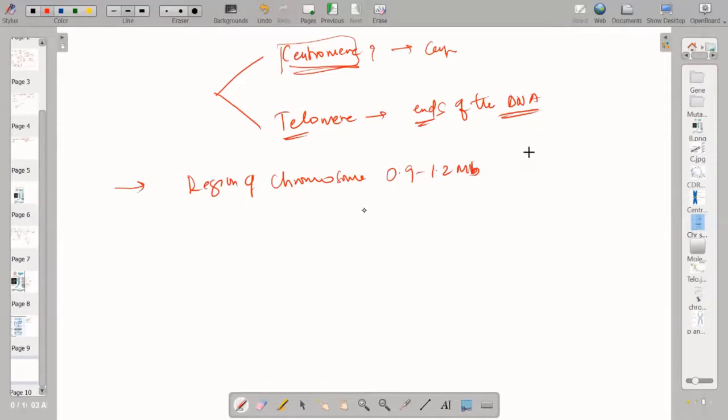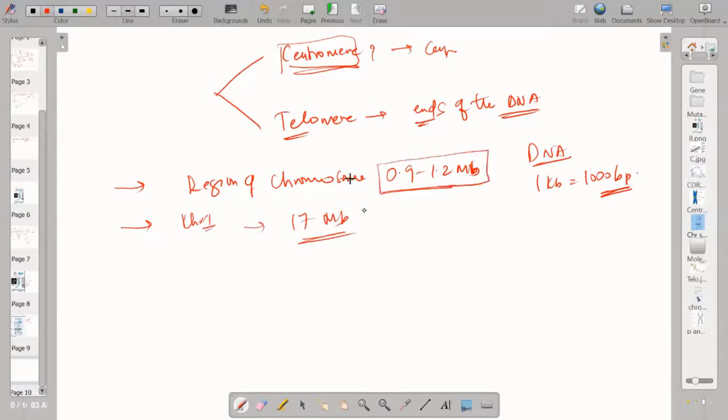So you have your DNA, so 1 KB is equal to 1000 base pairs. The next level is MB, mega base pairs. If you take the human chromosome, chromosome 1 is around 17 MB. So the centromere region is a region of the chromosome of this size, somewhere towards the center. It's not always the center, we'll see.